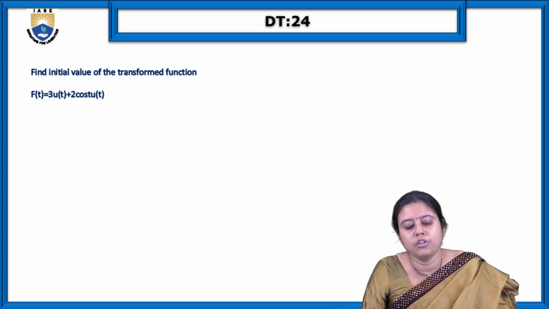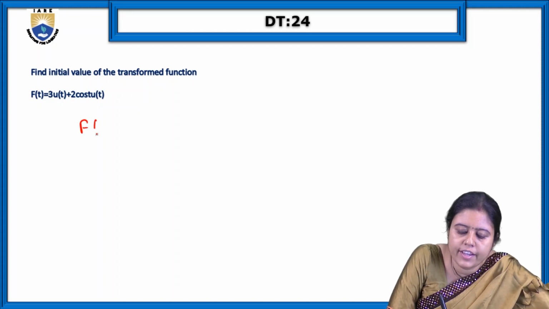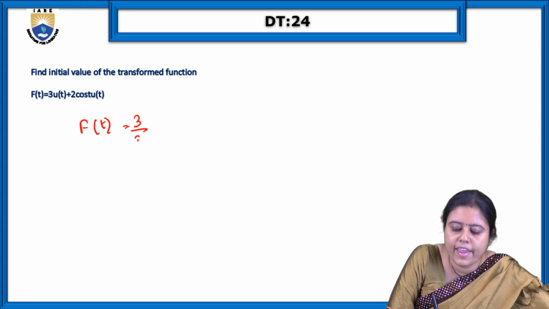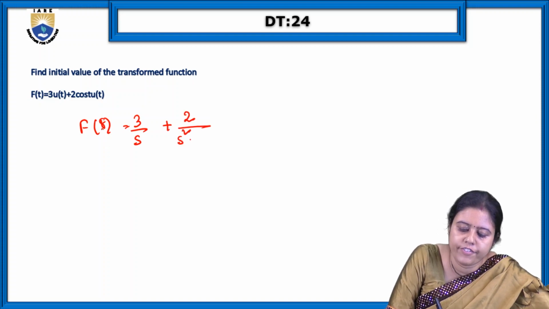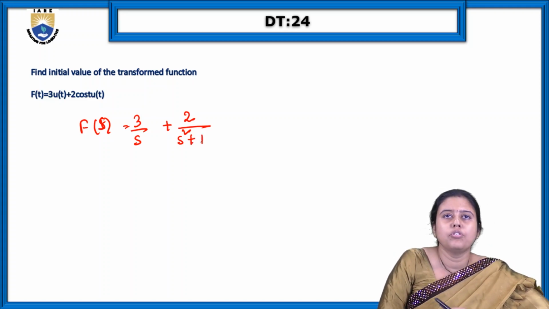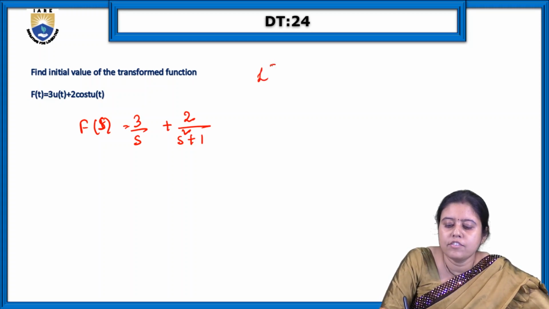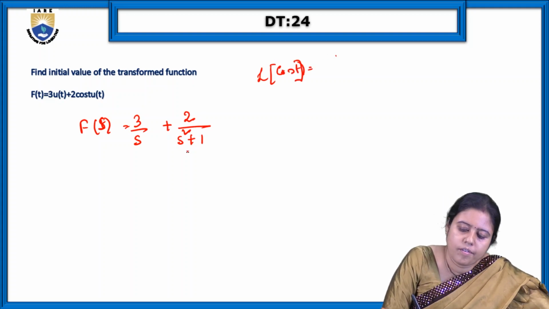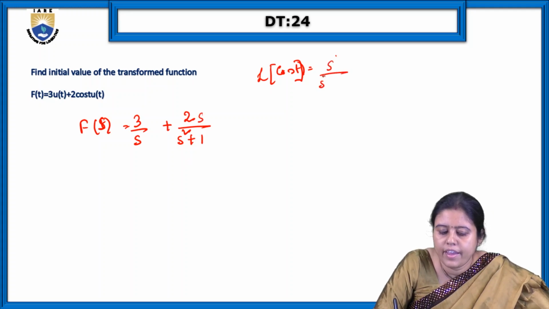Find the initial value of the transformed function. ft is equal to 3 ut plus 2 cos t ut. What is the output? I am writing the Fs directly: Fs is equal to 3 by s plus 2s by s square plus 1. Because we know the Laplace of ut, which we have already discussed, is 1 by s, and the Laplace of cos t is s by s square plus 1.